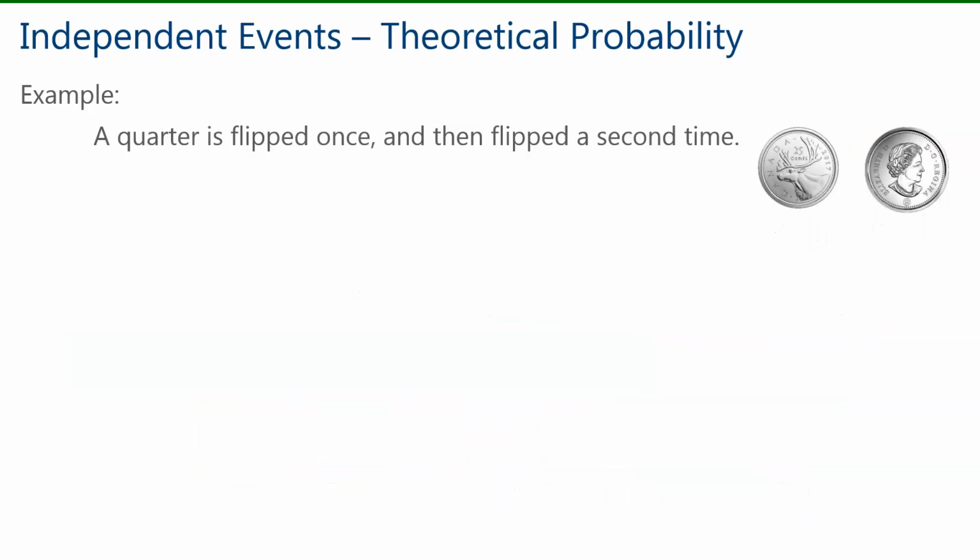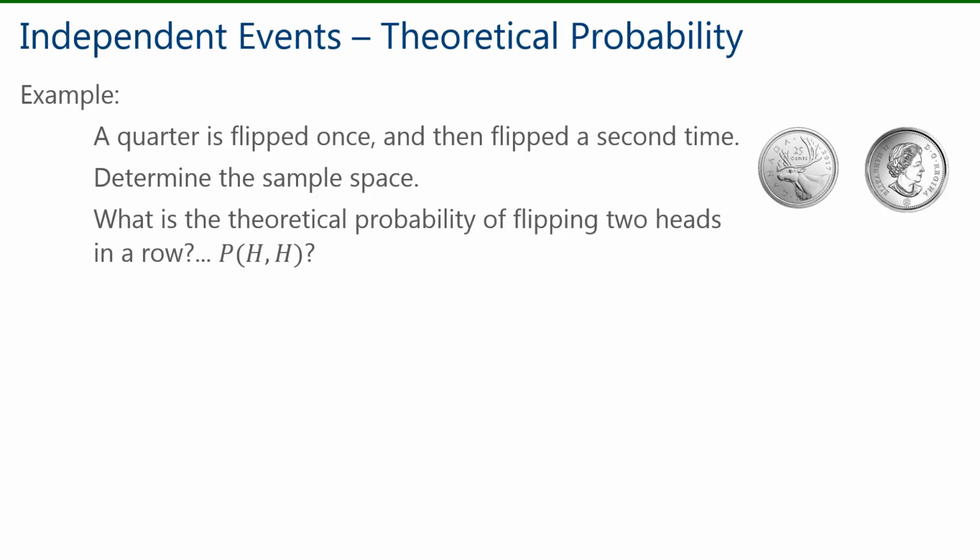Our second example, a quarter is flipped once and then flipped a second time. These are two independent events. We will determine the sample space. This time we're going to use a horizontal tree diagram. And our question, what is the theoretical probability of flipping 2 heads in a row? Let's get our sample space.